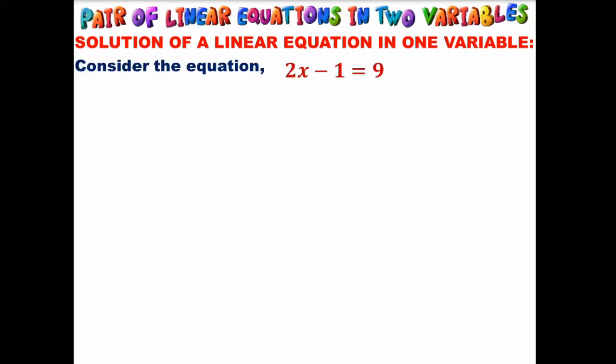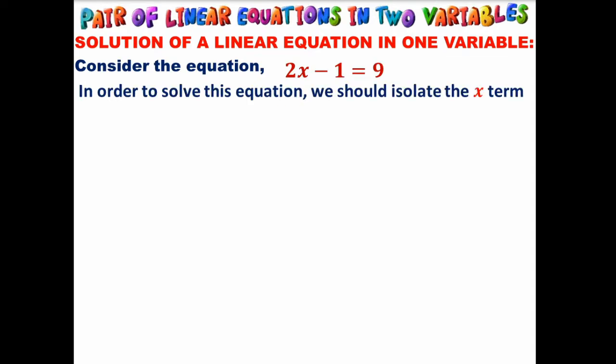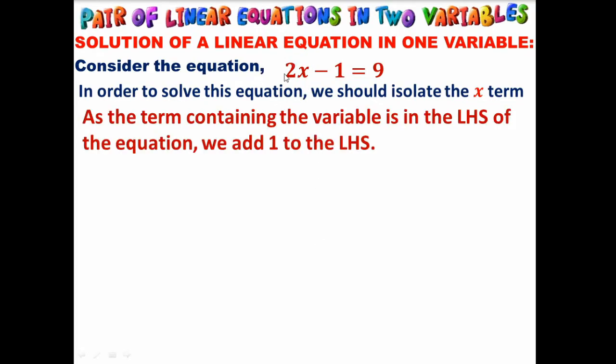Consider the equation 2x minus 1 equals 9. Now let me try to get the solution of this equation. In order to solve this equation, I am going to isolate the x term. This x term is on the left hand side, isn't it? So on the left hand side, in order to isolate the x term, as I have 2x minus 1, I am going to add 1 to the left hand side, so that this 1 will be removed.